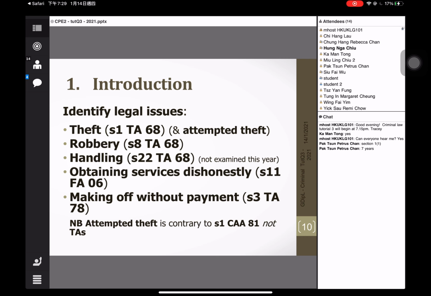Obtaining services dishonestly, this is an offence under the Fraud Act 2006, not to be confused with obtaining services by deception, which was under the old Theft Act 1978, Section 1, but that has been abolished by the Fraud Act 2006. And then this theft-related offence, making off without payment, which is not too difficult to understand. It's a very discrete, limited offence, and we can go through the requirements for that.